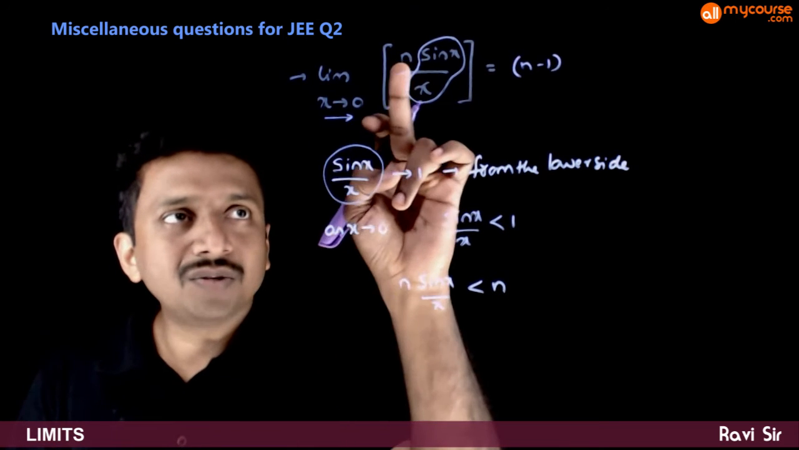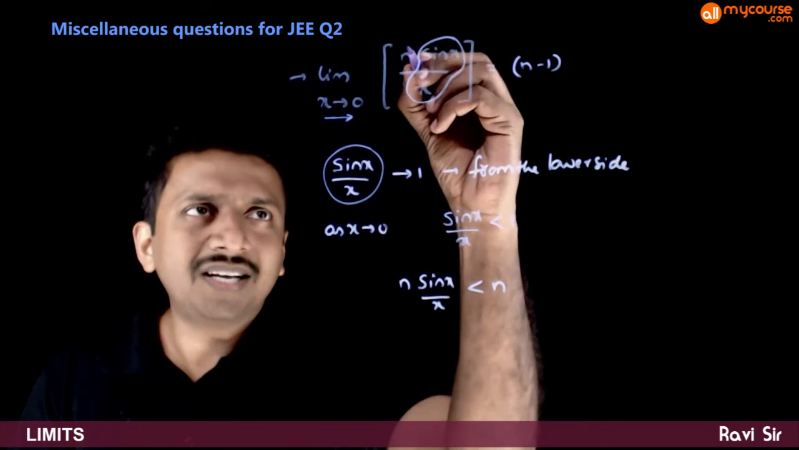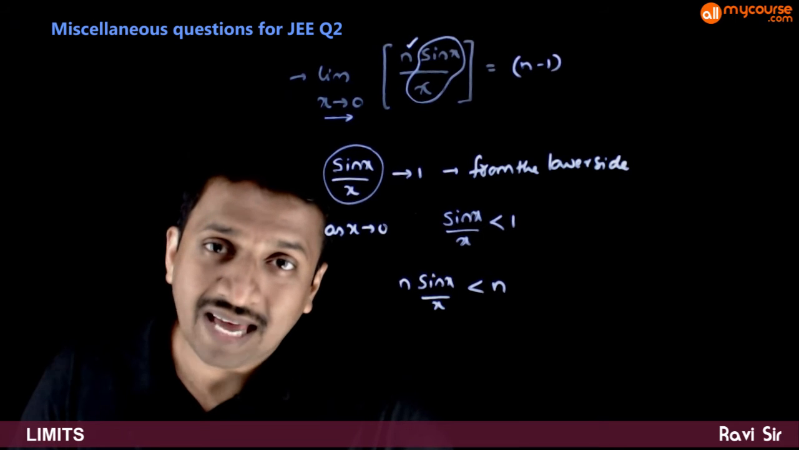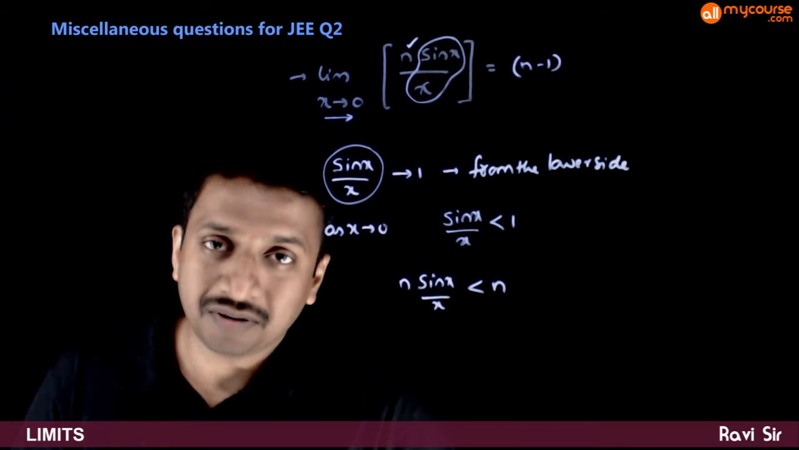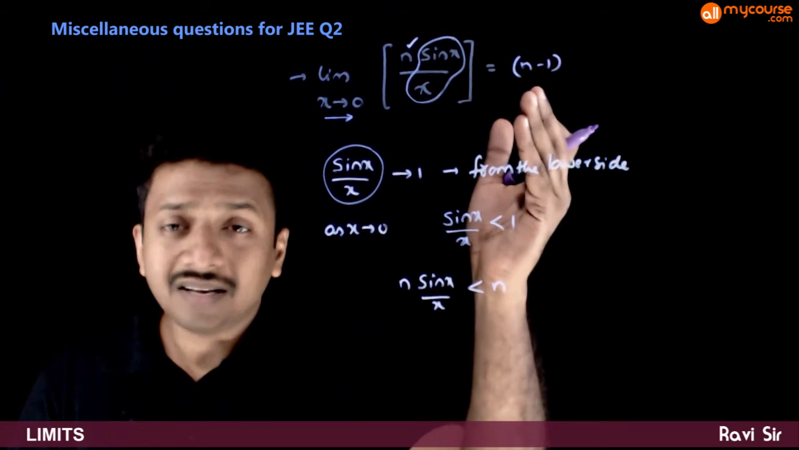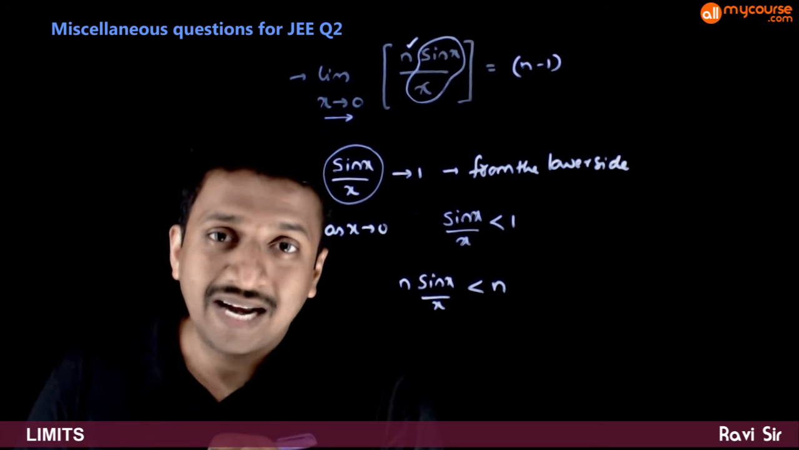So the limit as x tends to 0 of the integer part of n sin x by x is equal to n minus 1, provided that n is a natural number. If n is a negative integer, you need to be slightly careful.